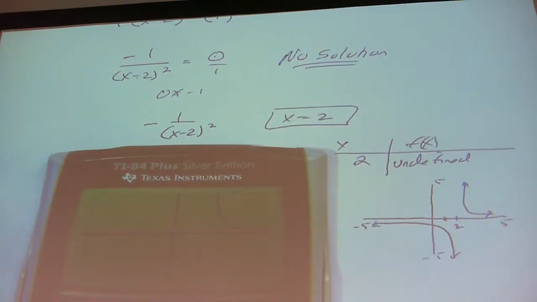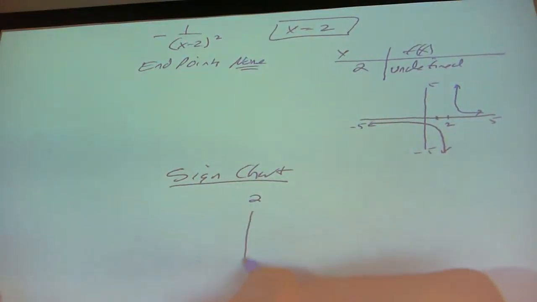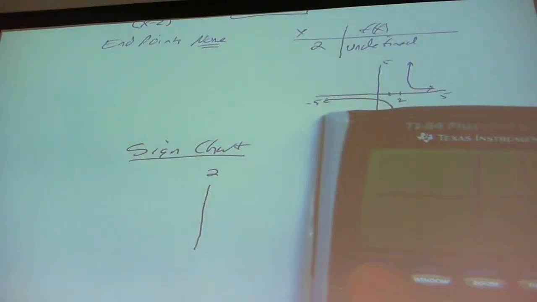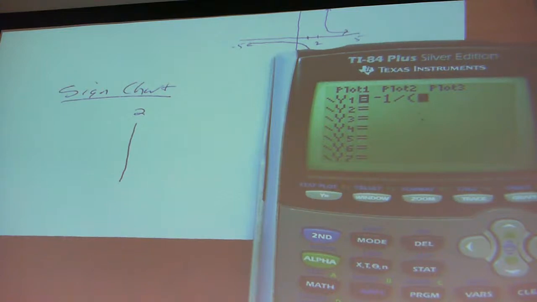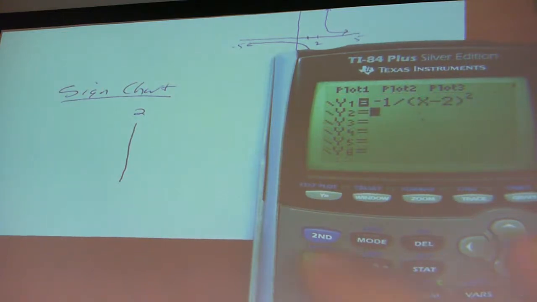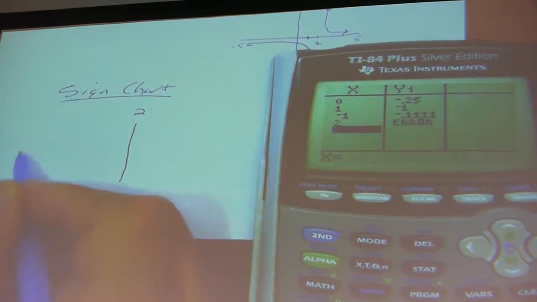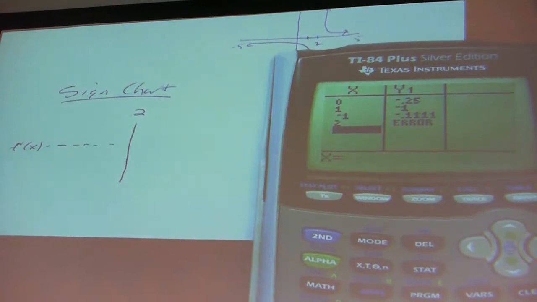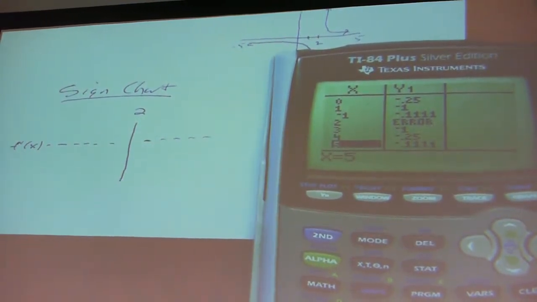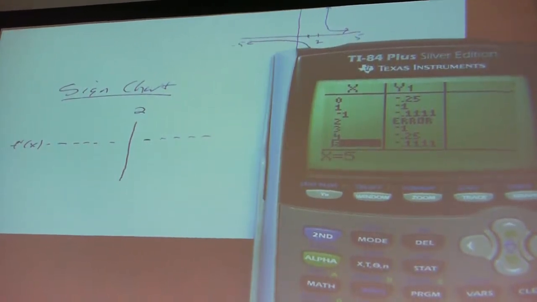If we did the sign chart, the number we're concerned with is 2. We plug in the derivative. The derivative was -1 divided by parenthesis x minus 2 squared. If I plug in numbers before 2, 0, 1, -1, -2, we get negative, negative, negative. At 2, we get an error. After 2, 3, 4, 5, we get negatives again. It doesn't have that change from negative to positive. And that undefined, we have a vertical asymptote there. We okay? Not too bad?